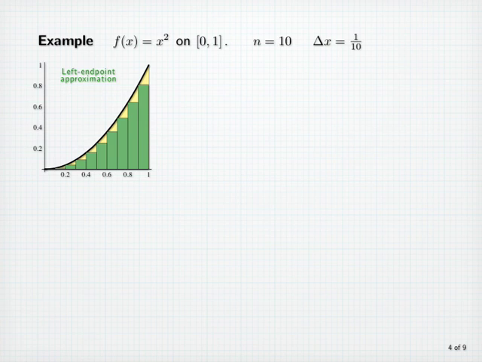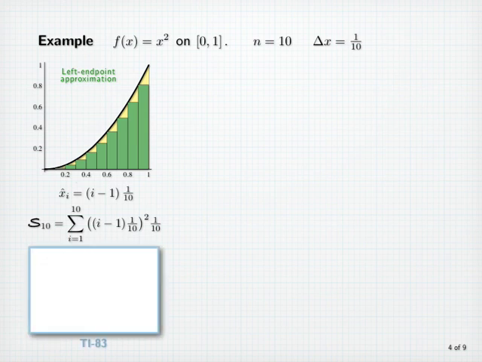We'll compute the sum of the areas of the rectangles in the figure. We let x hat sub i equal the left endpoint of the ith subinterval, which here is 0 plus (i minus 1) times 1/10. Notice this gives us x hat 1 equal to 0, x hat 2 equals 1/10, x hat 3 equals 2/10, and so on. The sum of those rectangle areas is S10 equals the sum as i goes from 1 to 10 of f of x hat sub i, which here is ((i minus 1) times 1/10) quantity squared times delta x, or 1/10.